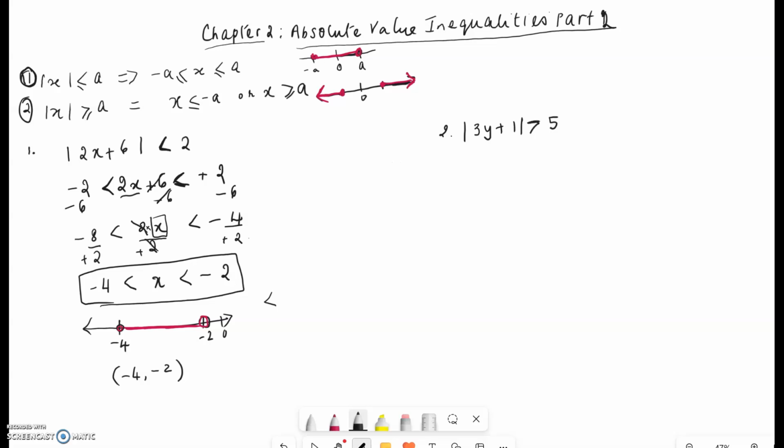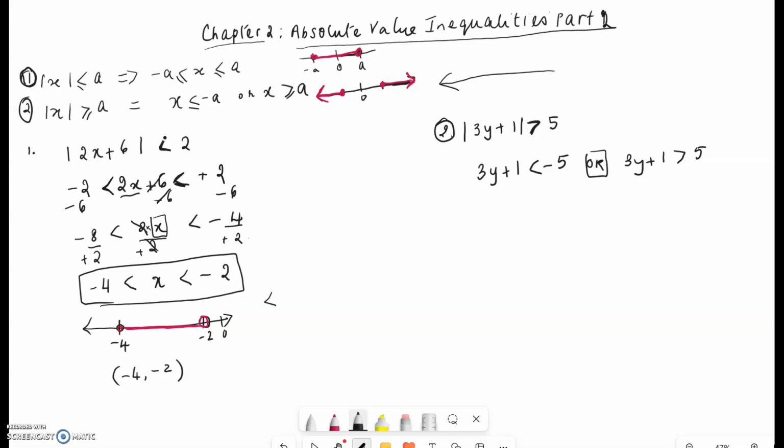Now let's solve this one. Remember, this is a greater than. If it remains a greater than, we'll be using rule number 2, which is written above. We have 3y plus 1 is less than the negative of 5. This is rule number 2. Or 3y plus 1 is greater than 5.